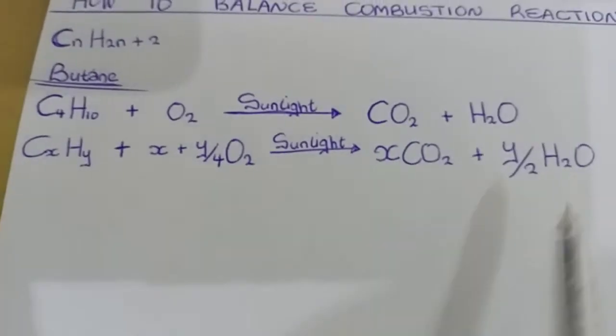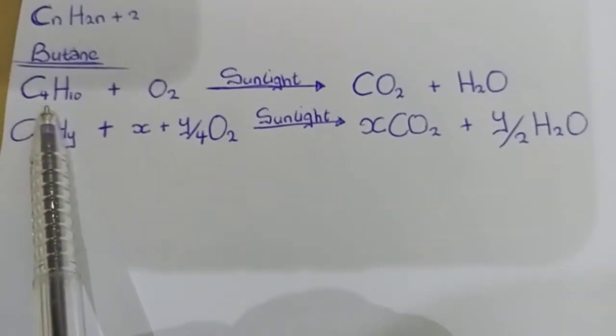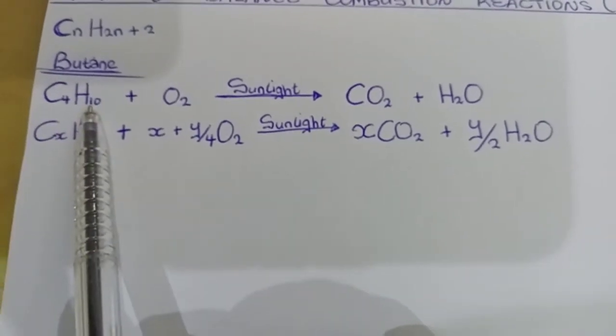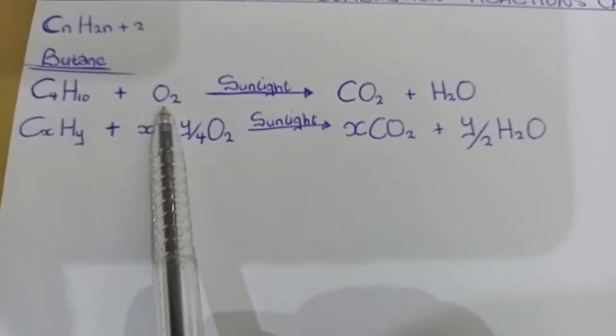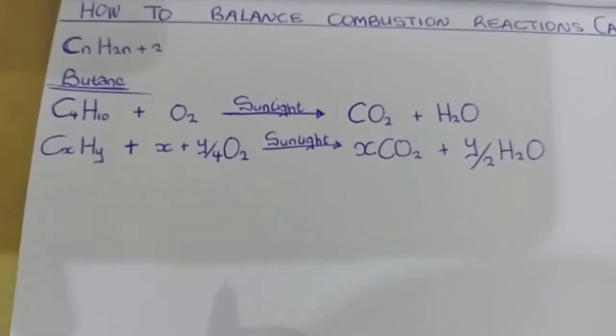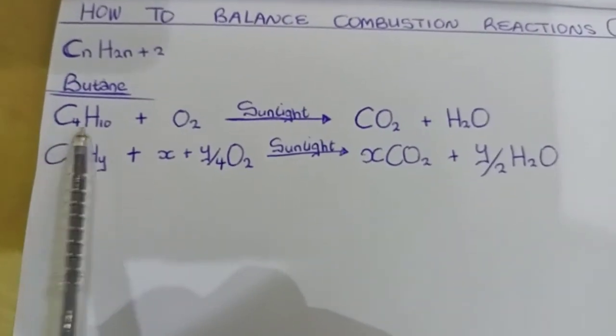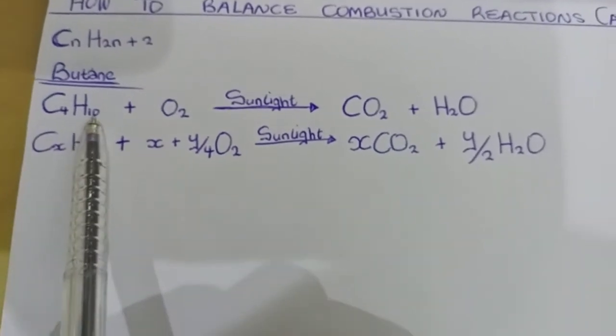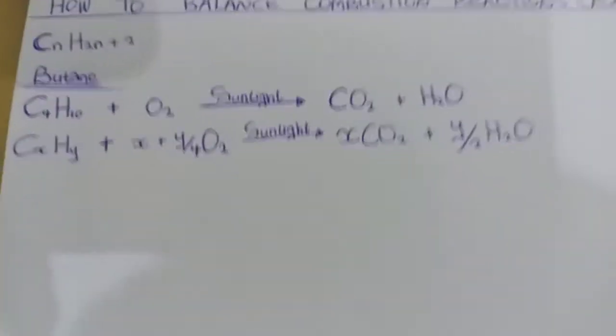So in this reaction, the combustion reaction of butane, we have 4 atoms of carbon, 10 atoms of hydrogen, and 2 atoms of oxygen. So for us to balance this combustion reaction, in this equation, our x represents 4, and our y here represents 10. So let's go about it now.